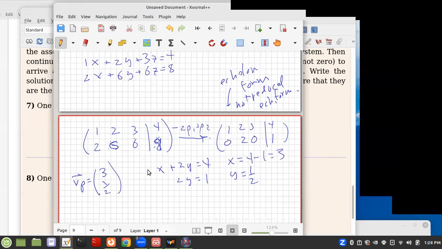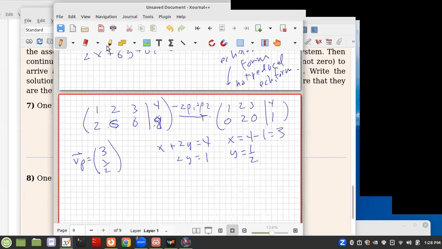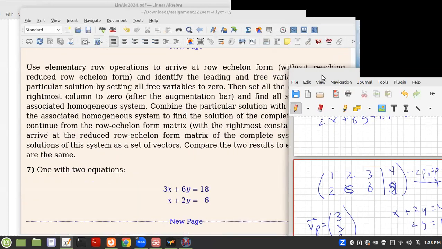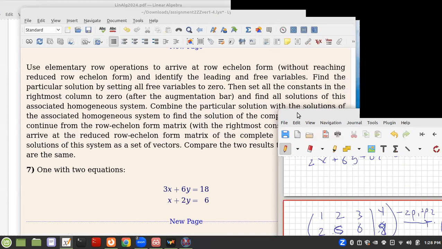But you stop there and whatever you do, you're going to get a particular solution, right? So you have the particular solution. I'm just saying this is the general case. If you get to the same, then you'll still find the particular solution by setting all free variables to 0.